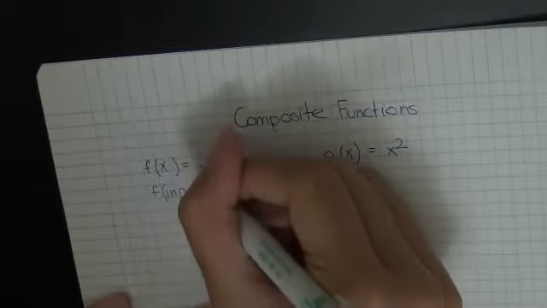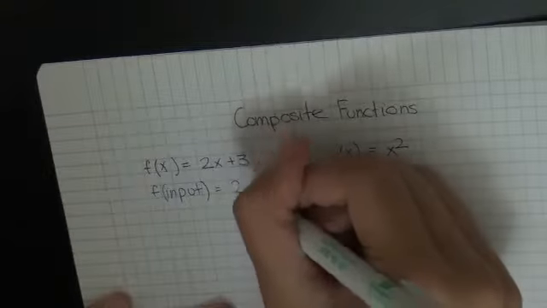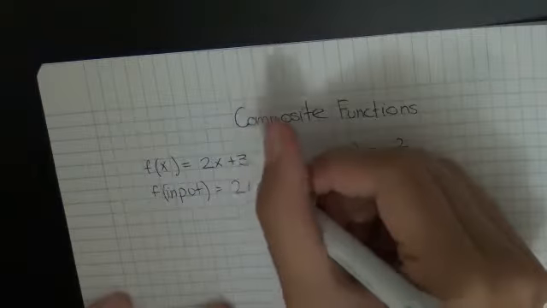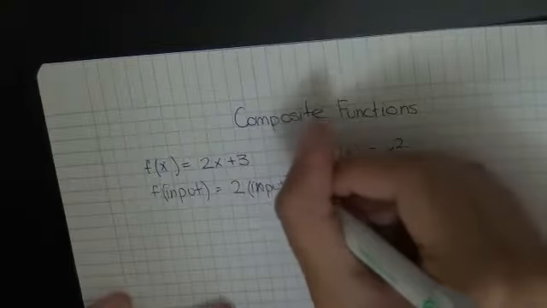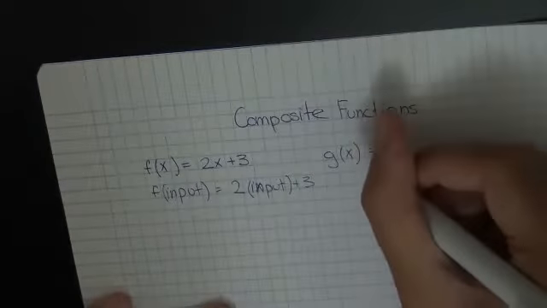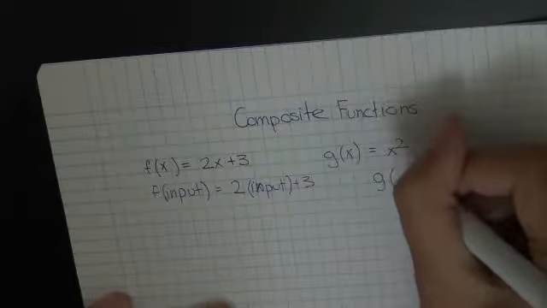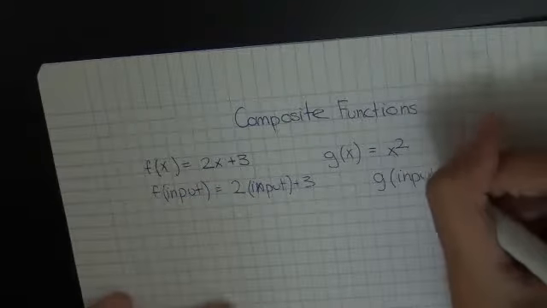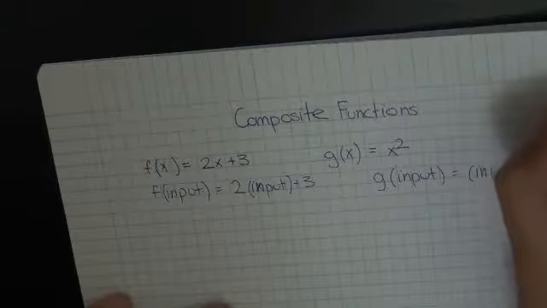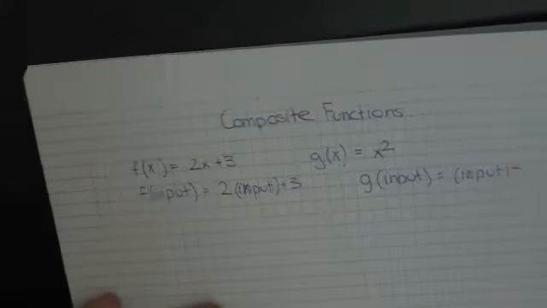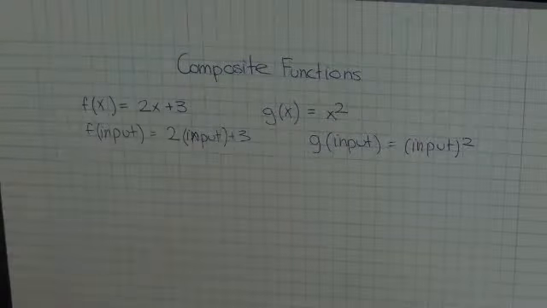So we're replacing the x by the input. And here we have g of input equals input squared. So you see it like this.